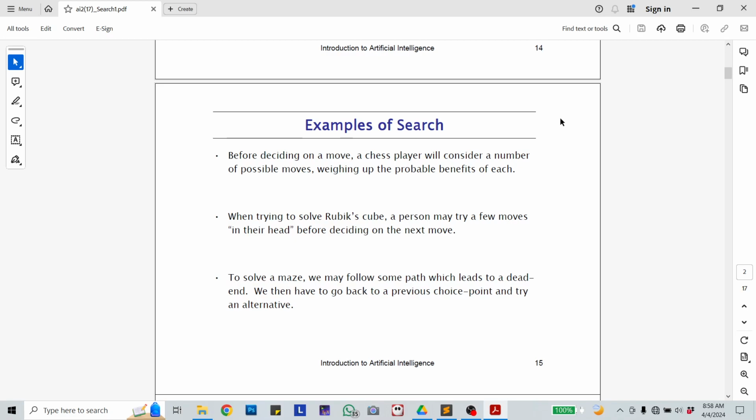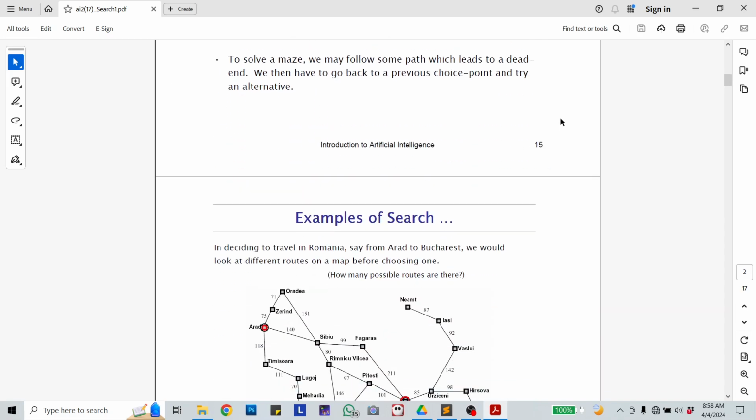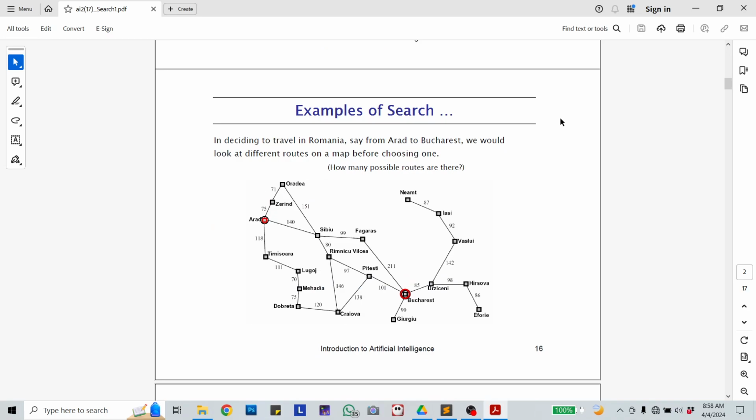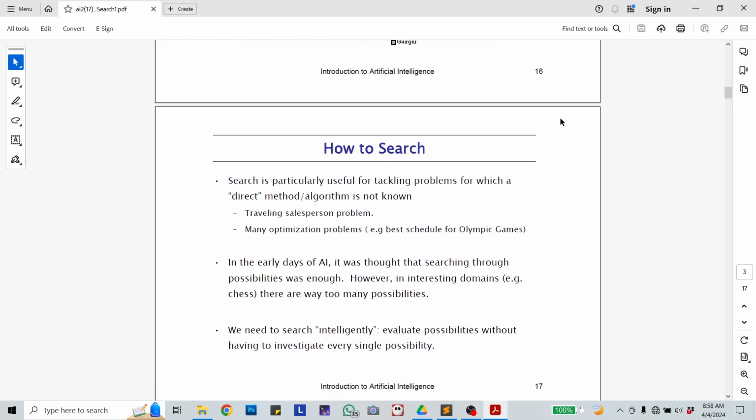Examples of search: before deciding to move as a chess player, you want to consider some moves you would want to take in order to win some points. So we have different types of search. Assuming you want to travel from Boko down to somewhere in Accra, you will definitely use some paths, in other words, what we call shortest paths, to get to your destination on time and on schedule. So we have the search that enables us to go through a particular route.